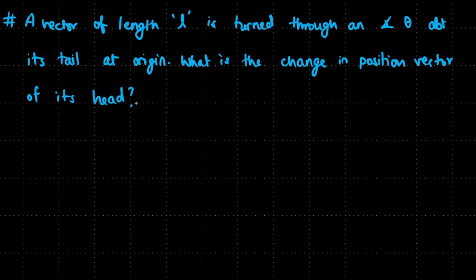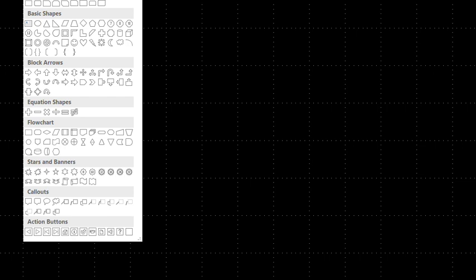So the question that we have been given is, suppose there is a vector of length L, and it is turned by an angle of theta about its tail at the origin. So what is the change in position vector of its head? To understand this, it will be much better if we do it by a picture. So let's just draw the figure.